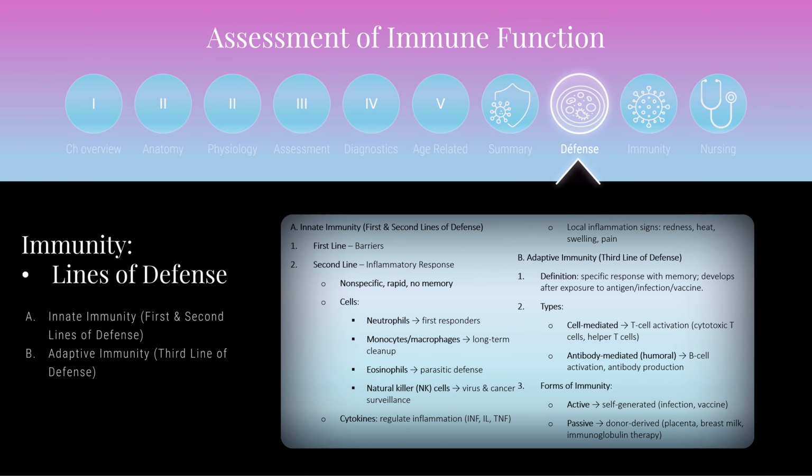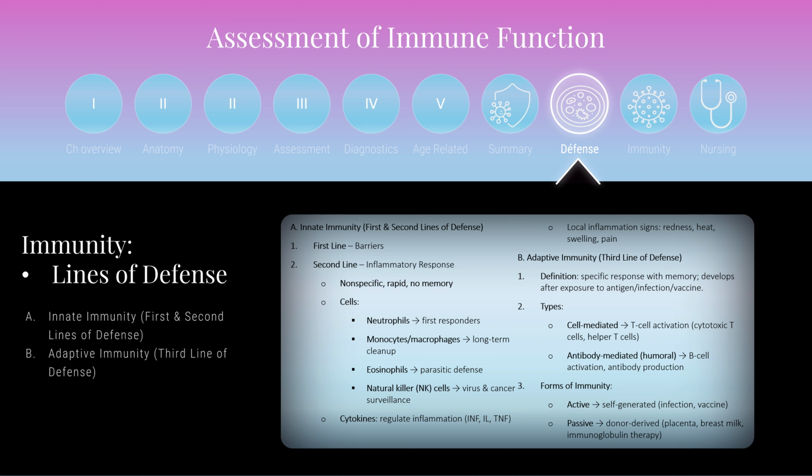Now, immunity and lines of defense. We are still in the summary, so we go again to revise and structure it, in case you get a quiz, so you have it better aligned this way. The immunity lines of defense are the innate immunity, which is the first and second lines of defense, and B, which is adaptive immunity, the third line of defense.